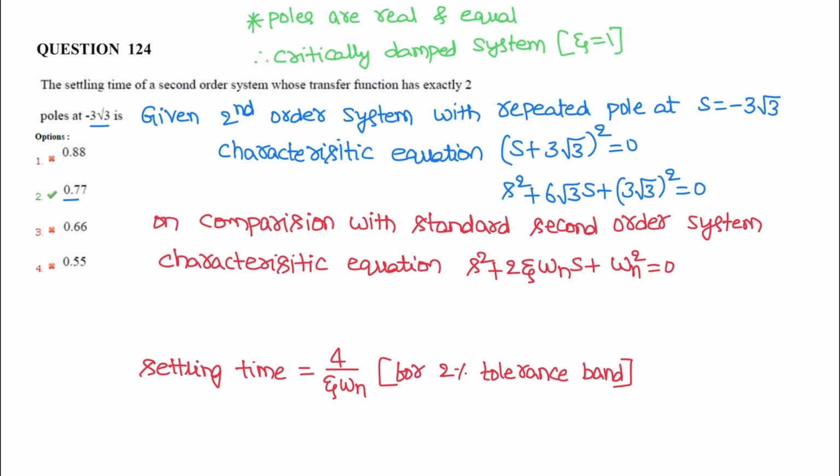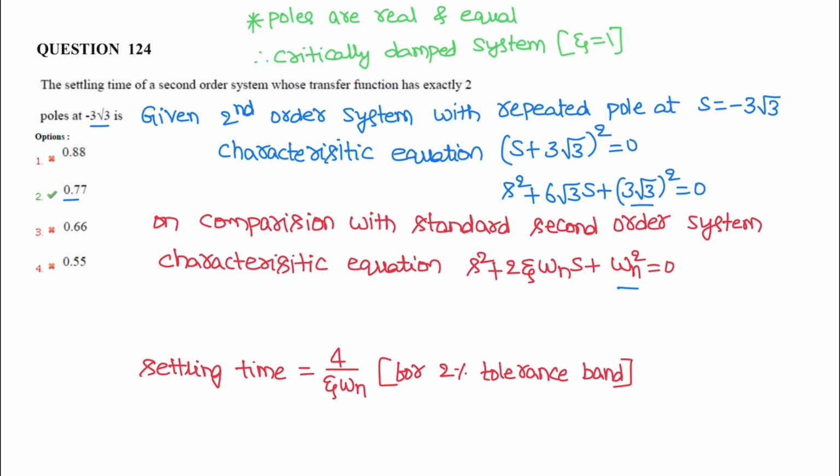Next question. The settling time of a second order system whose transfer function has exactly 2 poles at -3√3. As seen from the previous question, poles are real and equal. Therefore, it is a critically damped system, ζ is 1. The characteristic equation is given as (s+3√3)² = 0. From this, s² + 6√3 s + (3√3)² = 0. Compare the given characteristic equation with the standard second order system characteristic equation s² + 2ζωn s + ωn² = 0. So from this, ωn is 3√3.